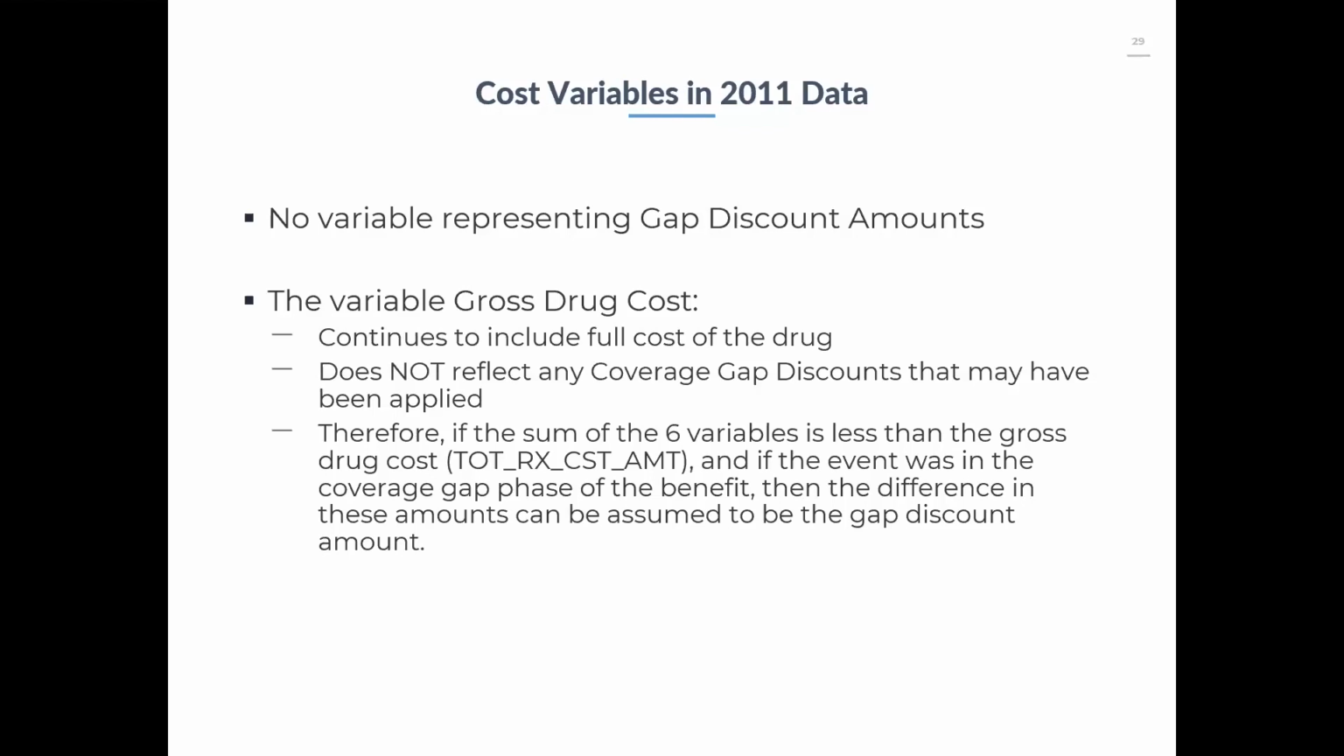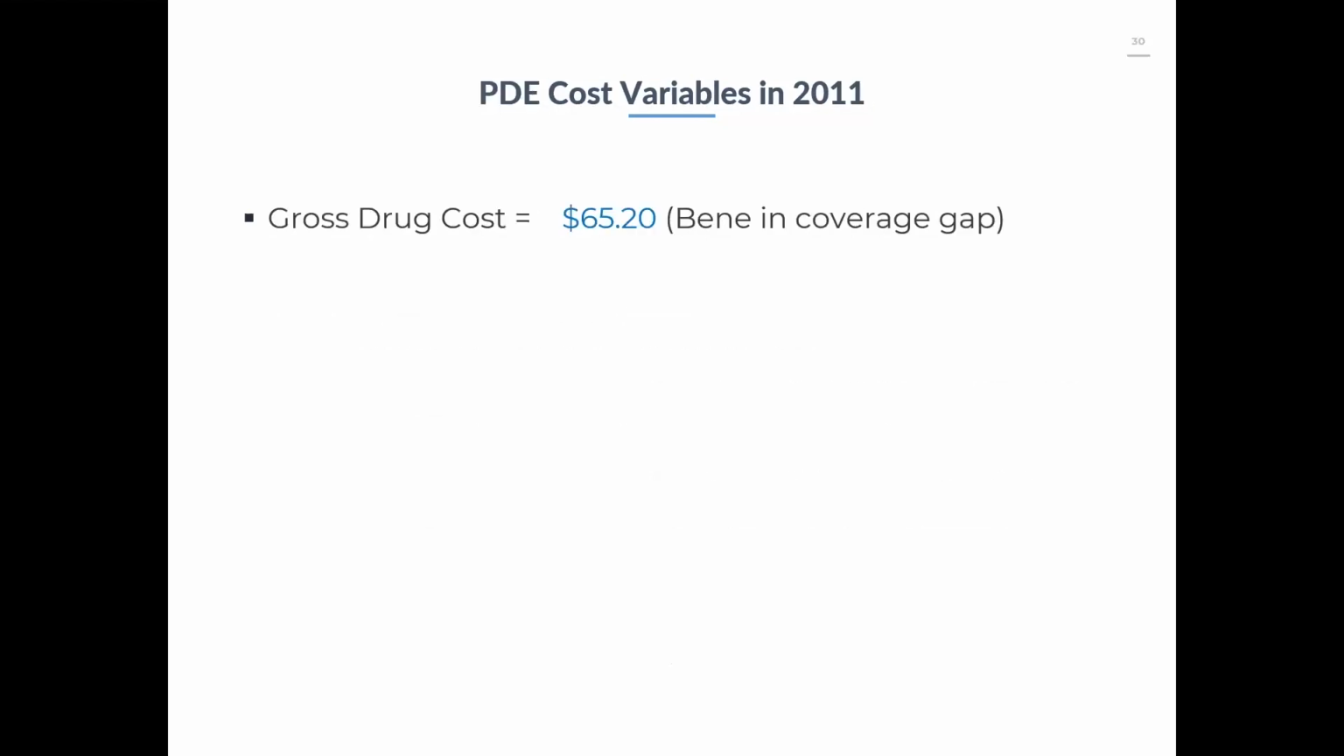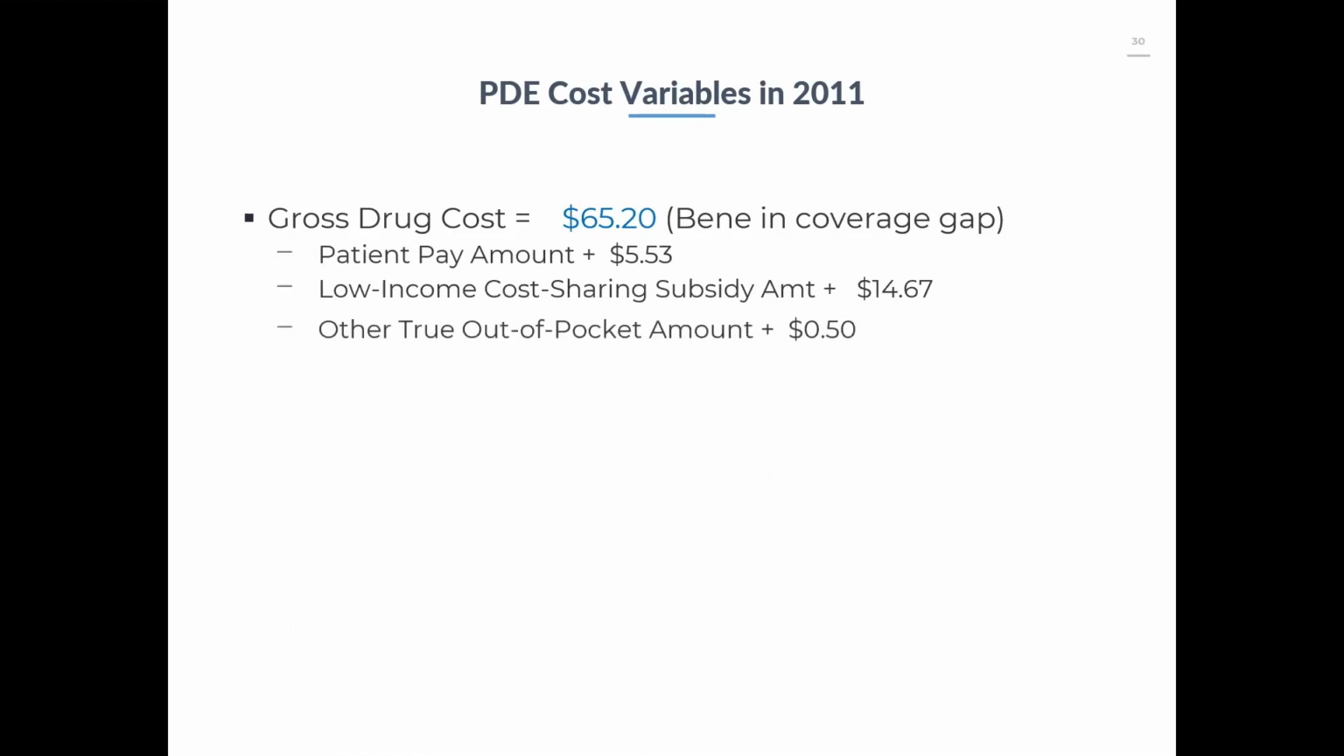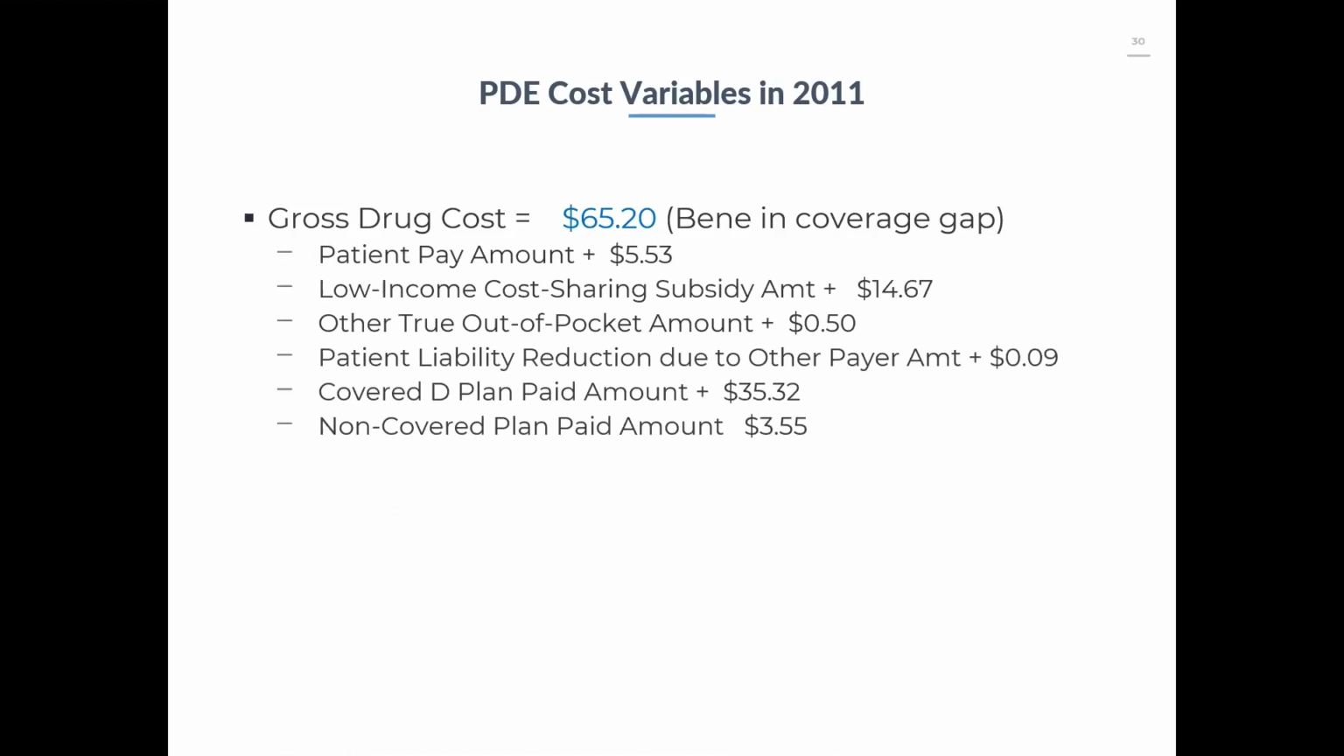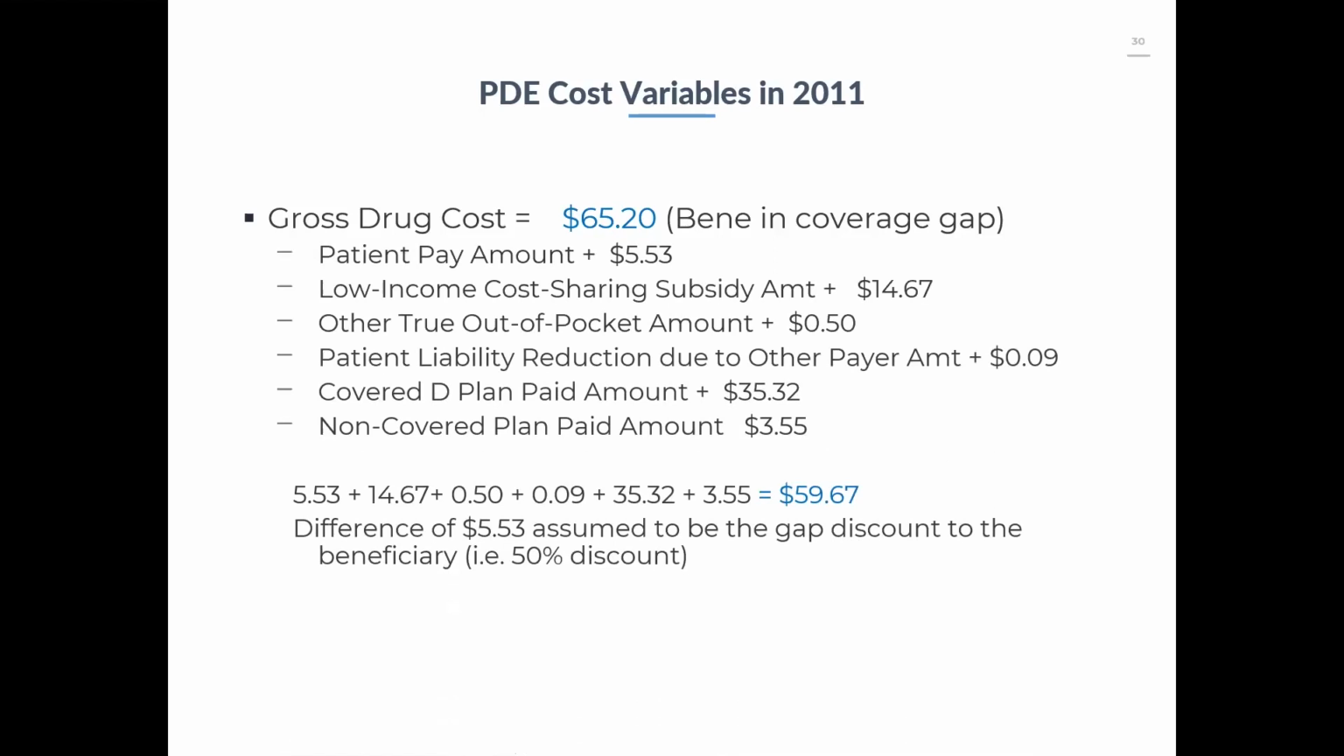Therefore, if the sum of the 6 variables is less than the gross drug cost, and if the event was in the coverage gap phase of the benefit, then the difference in these amounts can be assumed to be the gap discount. So if the gross drug cost in 2011 is $65.20, and you know that the Benny is in the coverage gap phase, there's a variable in the event data that you can use to determine that. If the patient pay amount is $5.53, adding all the 6 components together, you get $59.67. The difference can be assumed to be the gap discount.